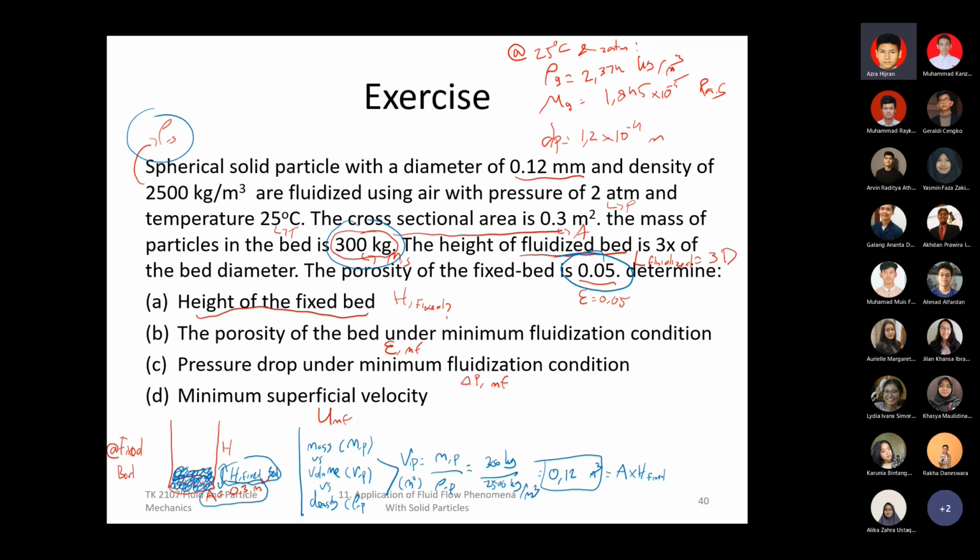Minus the. Should it be as a multiplication or as a division? So we divide the 0.12 with the epsilon, but yeah, we minus it by 1. Okay. Do we also times the area or no?